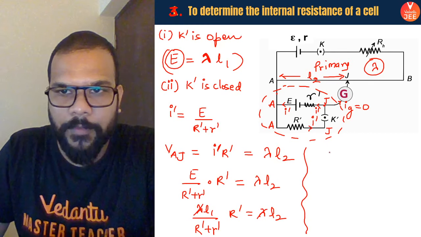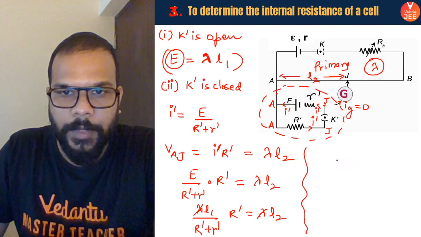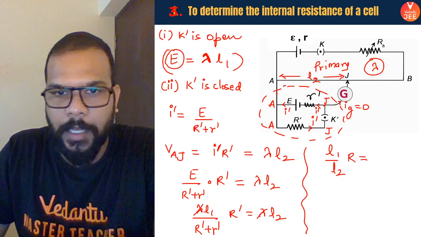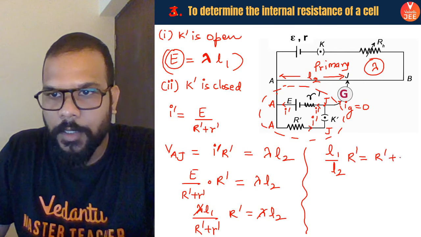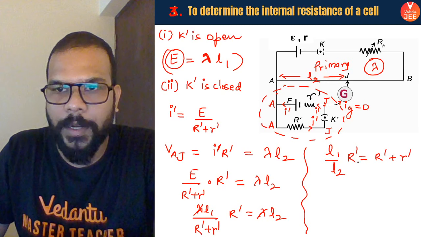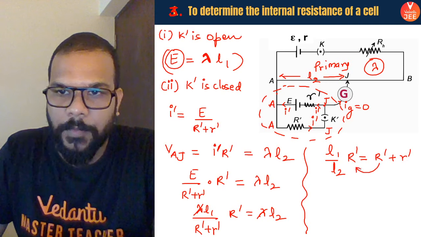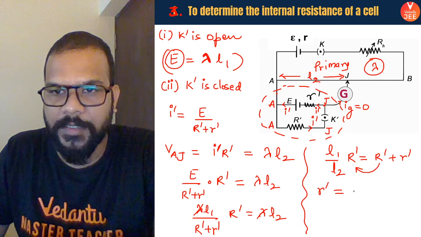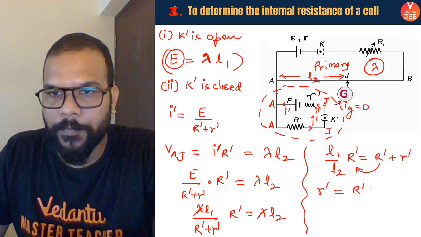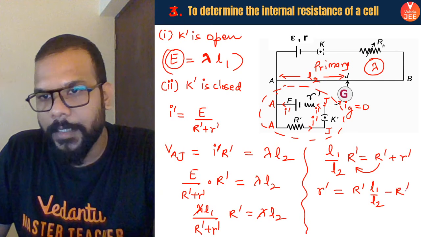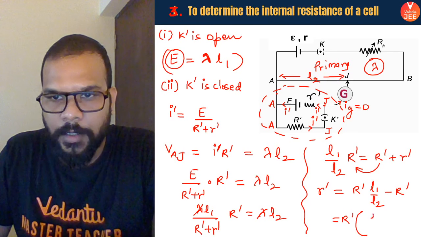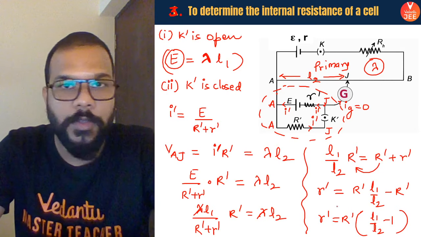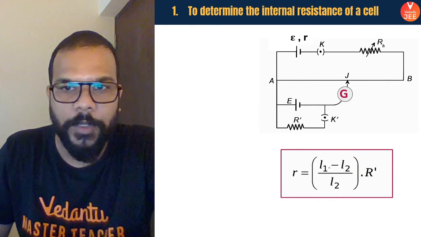Okay, and what do I have here is I'll bring L2 here in the denominator. So L1 by L2 into R dash, and on the right side I will have R dash plus small r dash. So L1 by L2 into R dash equal to R dash plus small r dash. Bring this R dash on the left hand side, and now the value of small r, the internal resistance which we are interested in finding, becomes R dash into L1 by L2 minus R dash. So I can take R dash common, and I have L1 by L2 minus 1 as the value of the internal resistance. So if you rearrange this value, this is what we are going to get.